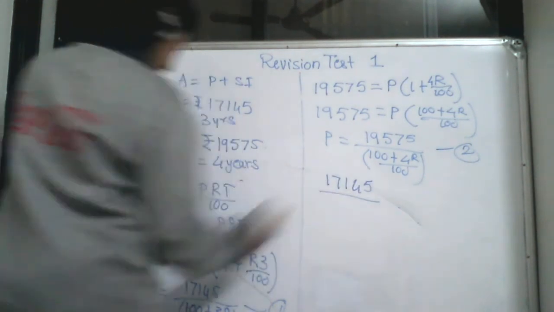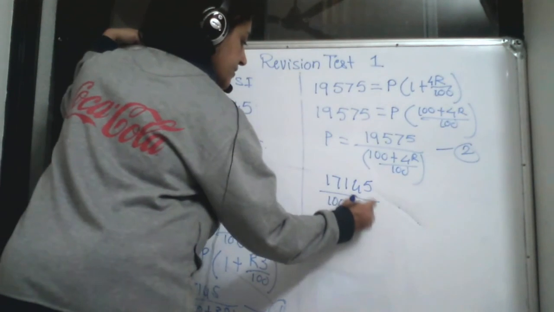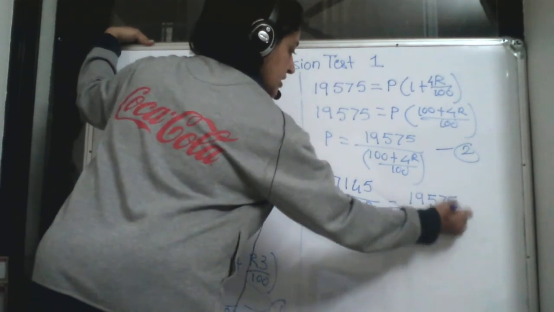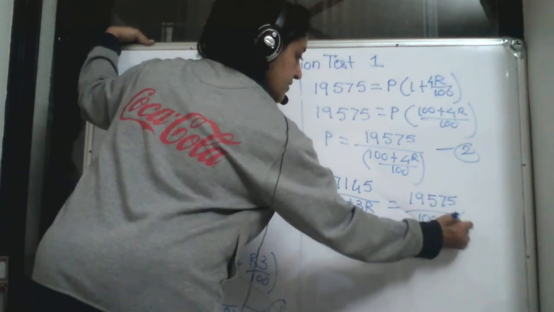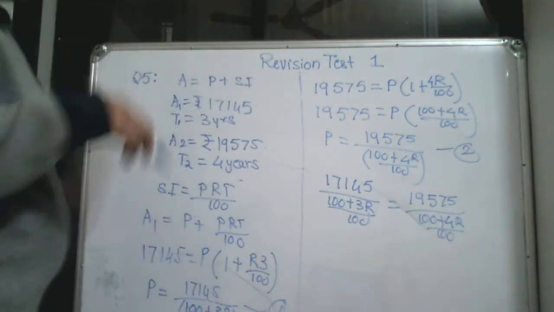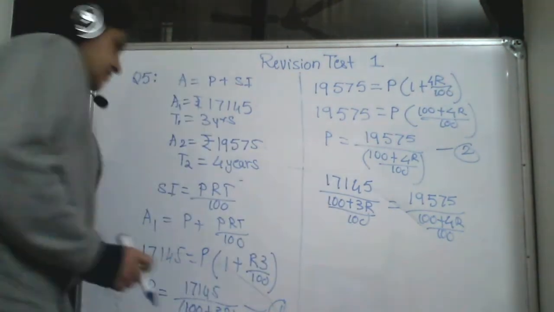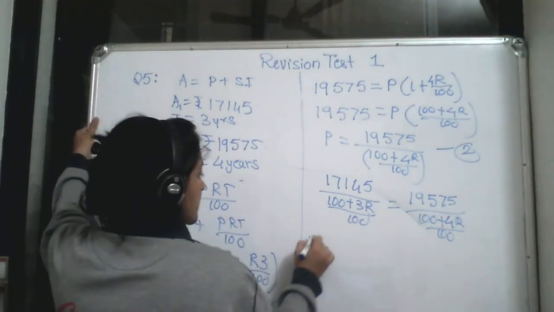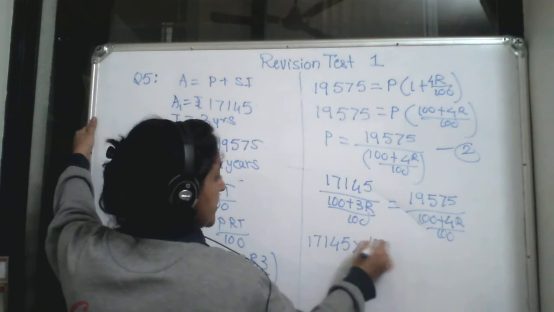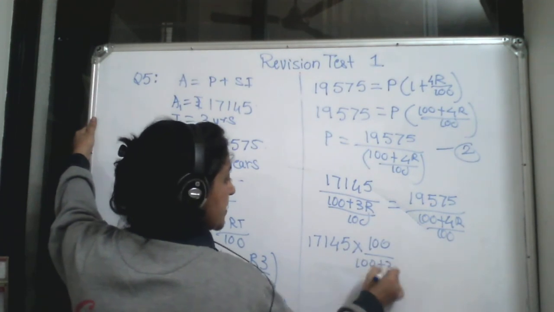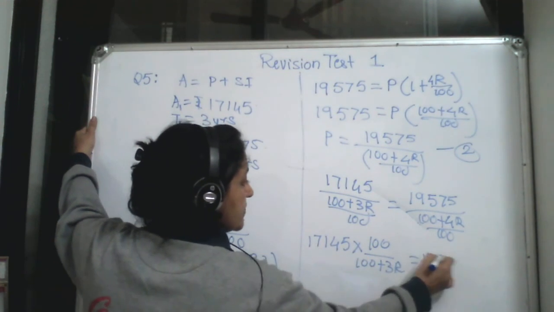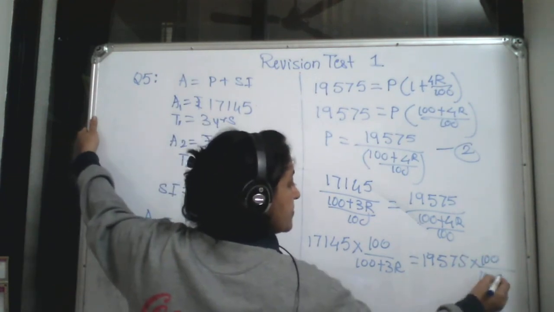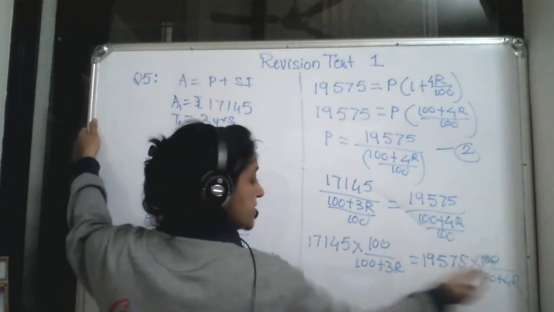(17145)/(100+3R) = (19575)/(100+4R). Now, when the denominator is inverted, it will be multiplied by 100 on both sides. So it is 17145 × 100/(100+3R) = 19575 × 100/(100+4R). Now this 100 and this 100 are going to get cancelled.